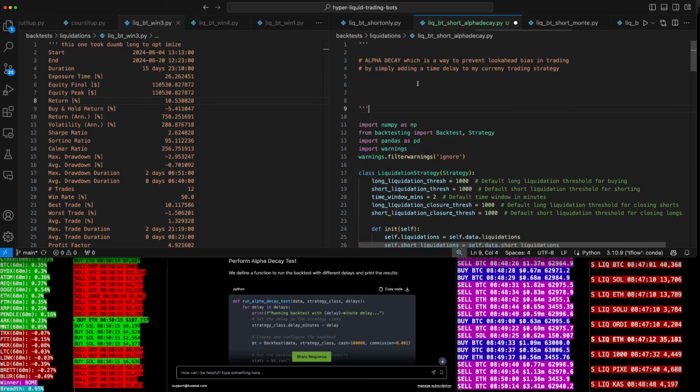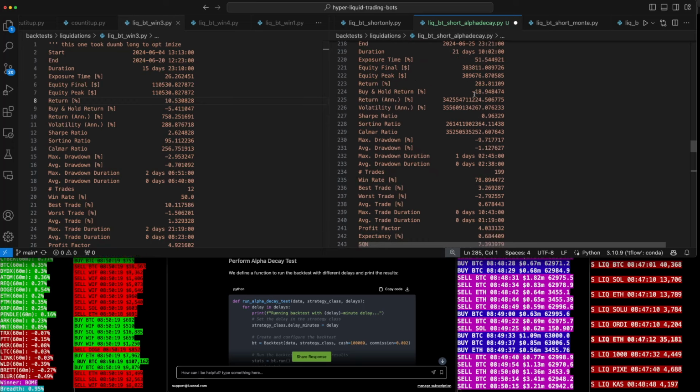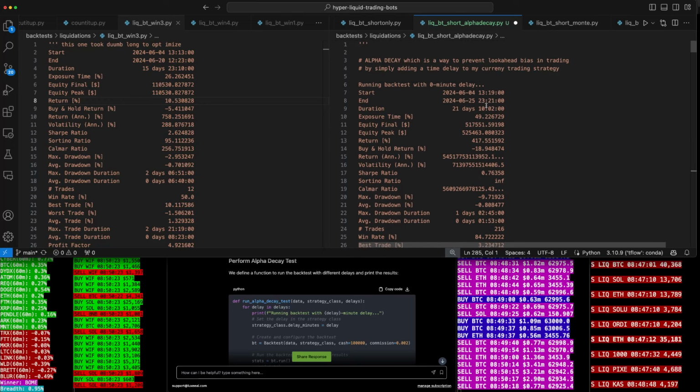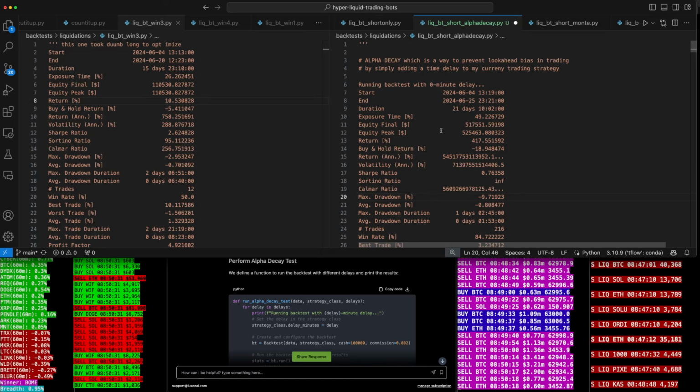Uh-oh, bears coming through. All right. Uh-oh, bears are coming through. Somebody just sold 10 mil right there. So, good luck out there, fellas.